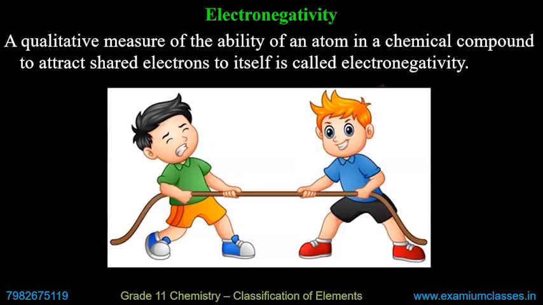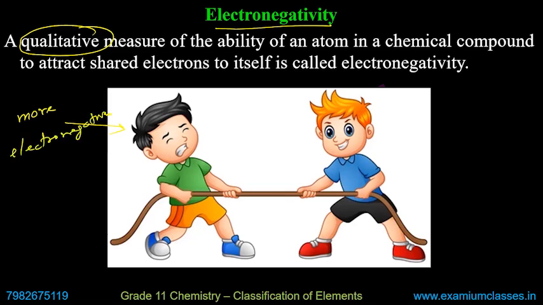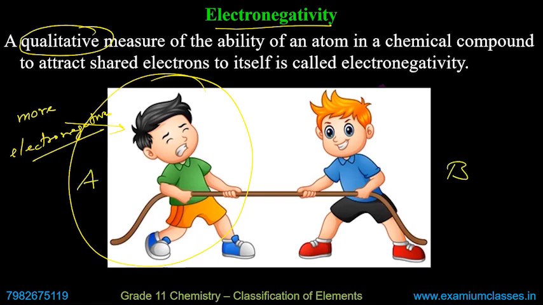Electronegativity is again a qualitative measure, meaning as compared to the other one. So why am I saying it is more electronegative? Because out of these two kids, this one can pull with a greater force. But suppose we have another person, or another kid, who comes in and pulls with even greater force than this one. So that will be even more electronegative than this one. Then this will become less electronegative. Okay. So A will become less electronegative in that case. So this is just a qualitative measure.